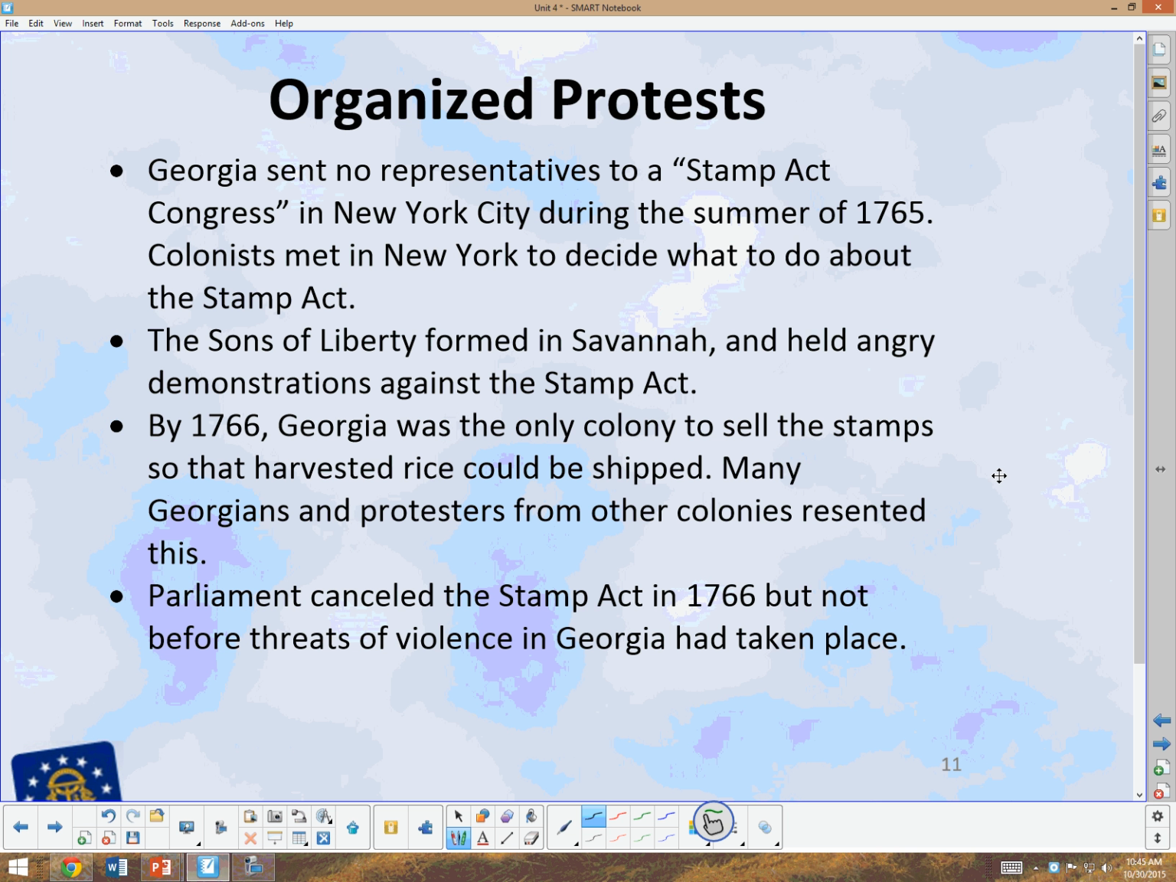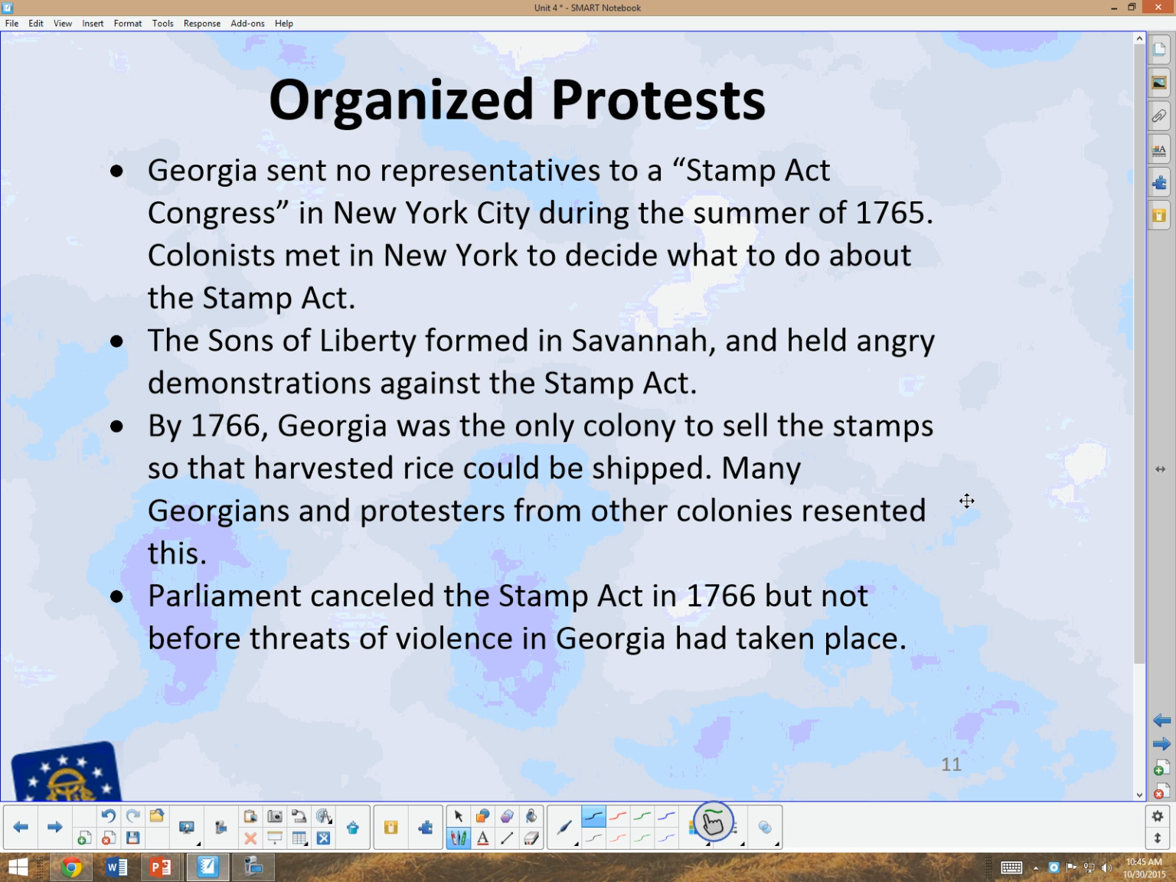Georgia didn't send anybody to the Stamp Act Congress. That was more New England colonies. But there were people in Georgia who agreed with the protests. The Sons of Liberty formed in Savannah, and there were protests in Savannah against the Stamp Act.